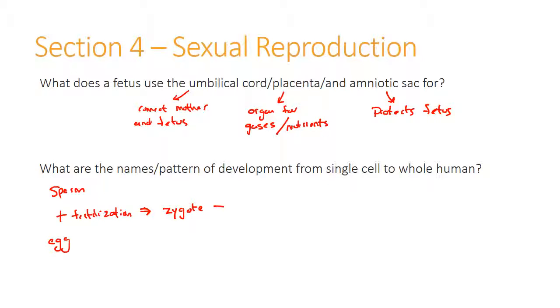So zygotes eventually go on, and they get called a blastocyst. But a blastocyst will eventually form a gastrula. We're not going to worry about that one, but this is going to be a hollow ball. So this is going to be one cell. This is going to be a collection of cells. It's going to be a hollow ball of cells. This is going to be the thing that actually bonds with the uterine lining of the mother.